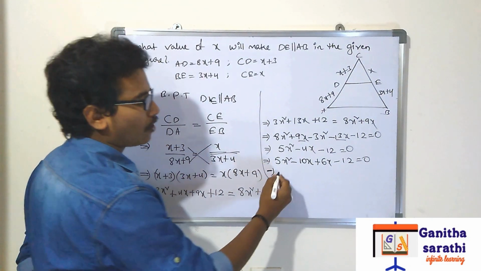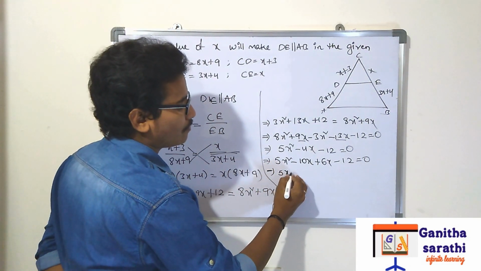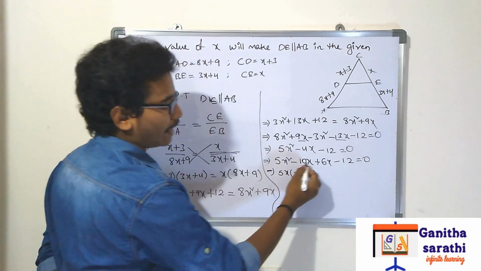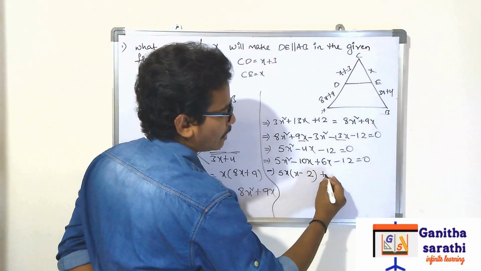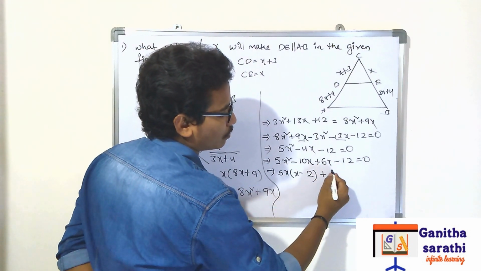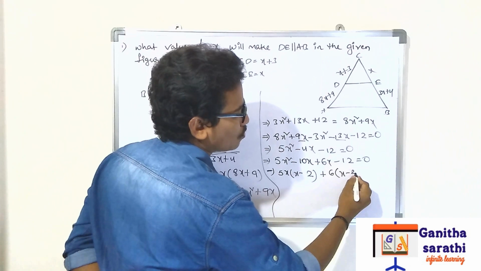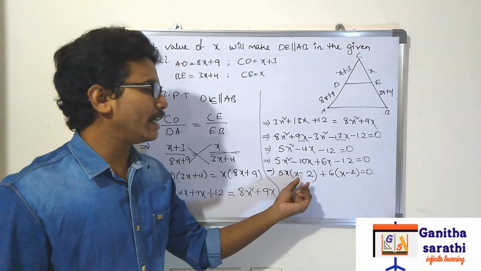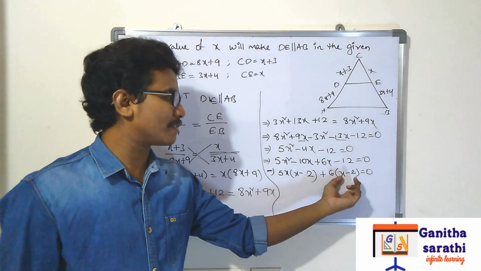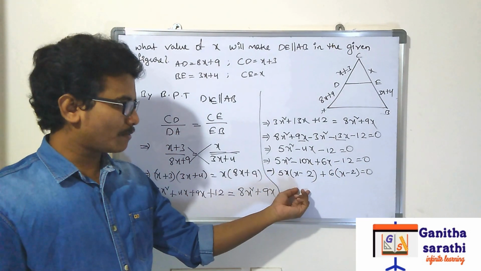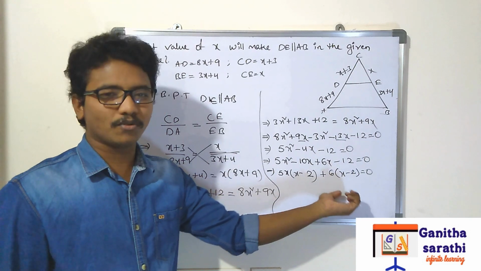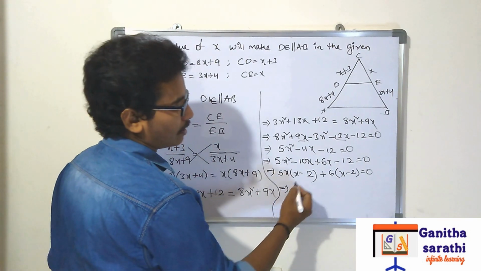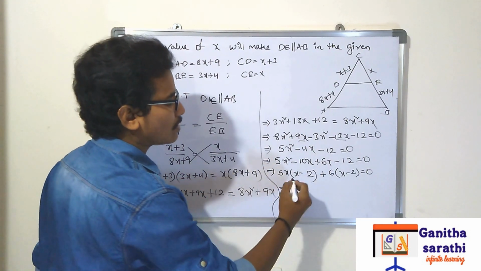Now what can you take common? 5x. If you take 5x common, here x will be there, minus 5 2s are 10. X is outside. Okay. Next, here if you take 6 common in these two, x minus 6 2s are 12. Always remember, whenever you are doing factorization, you should get the same terms, x minus 2, x minus 2. If here x minus 2 is there and here x plus 2 is there, then the process you are doing is wrong. Okay. Now take x minus 2 as the common factor.